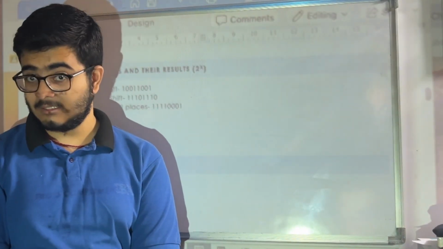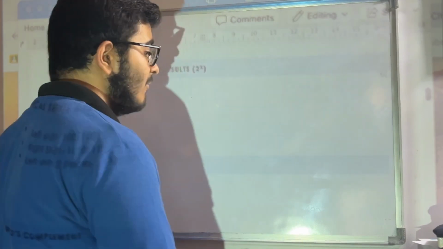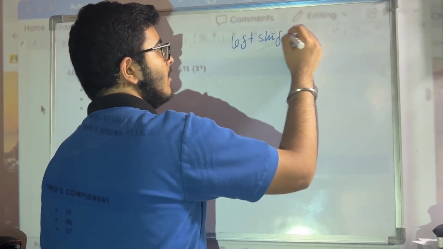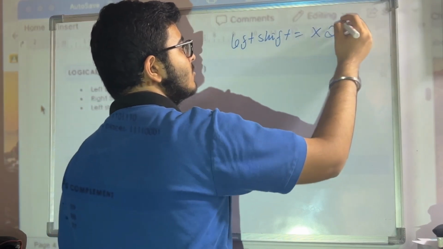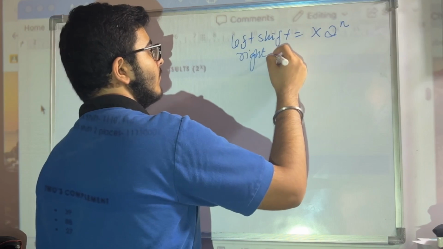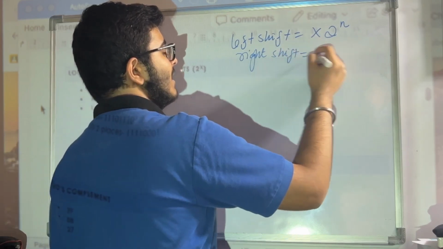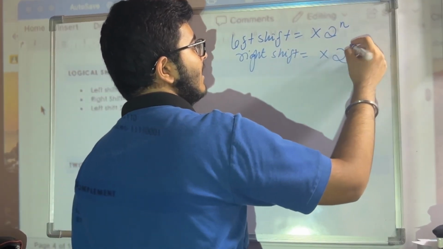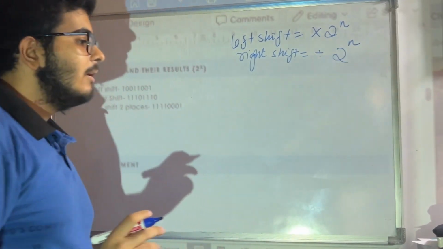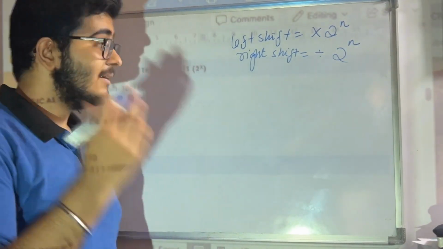Always remember whenever we do a left shift, we multiply by 2 raised to the power n. Whenever we do a right shift, we divide by 2 raised to the power n. What is happening? Let's understand.